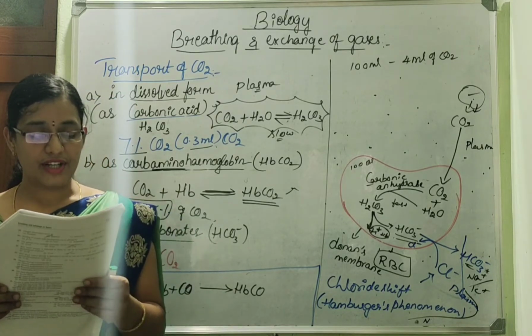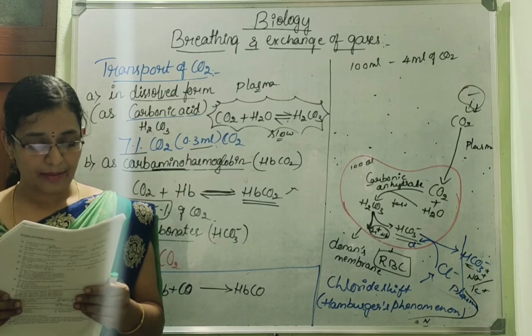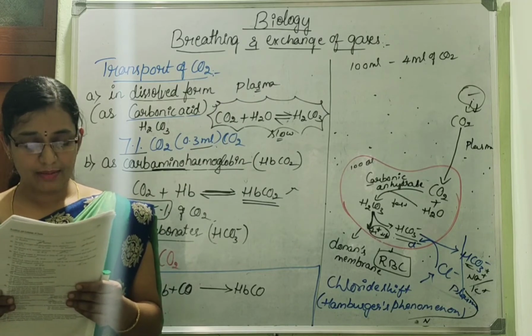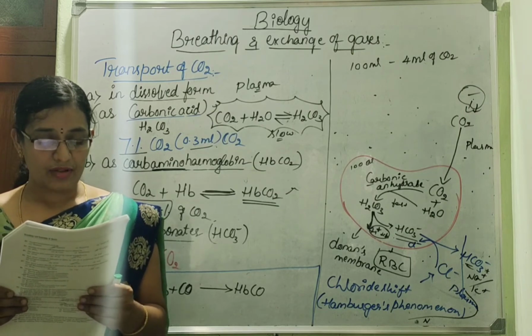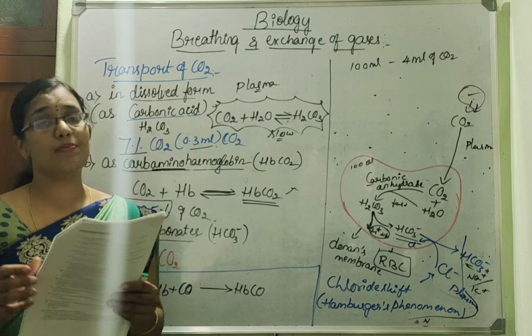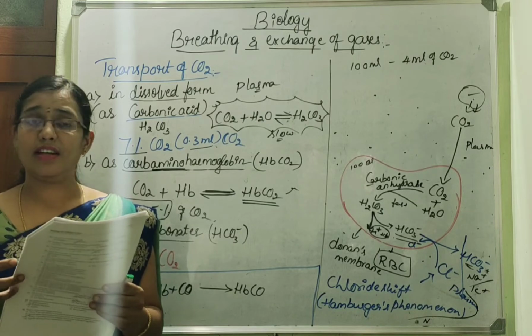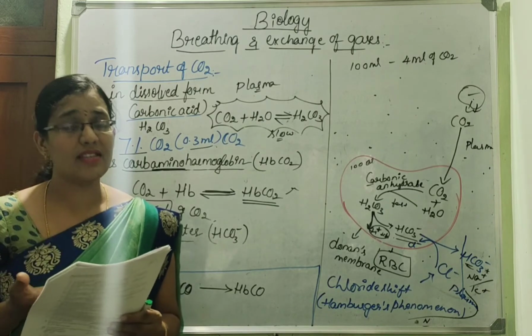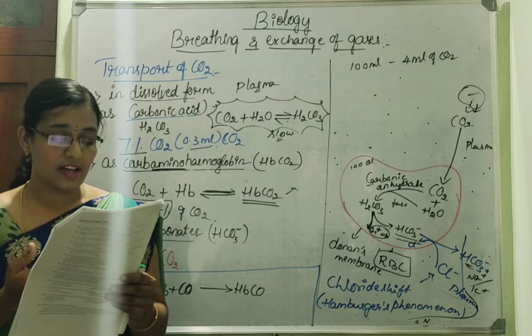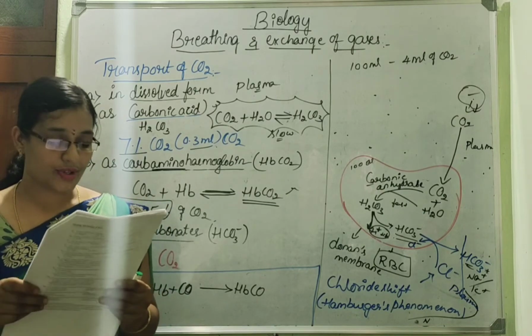Next, oxygen is transported in blood mainly by: A, blood plasma; B, leukocytes; C, thrombocytes; D, erythrocytes. So oxygen is mainly transported, that means the majority, by hemoglobin. Hemoglobin is present inside RBCs, also called erythrocytes. So option D is the right one, erythrocytes.